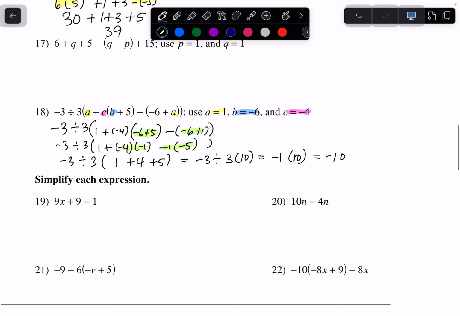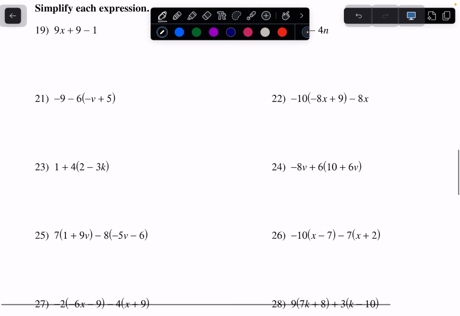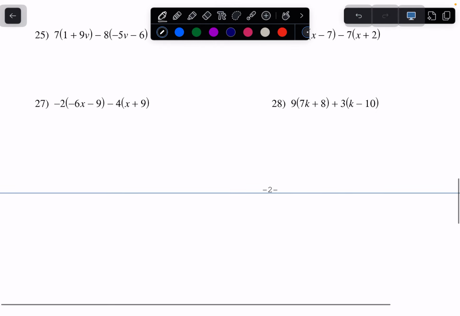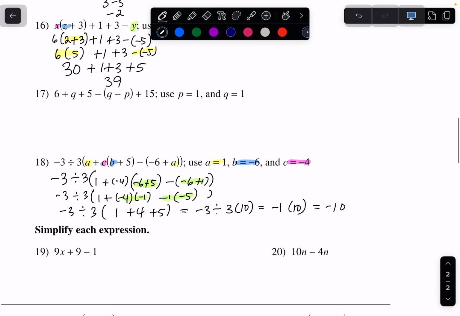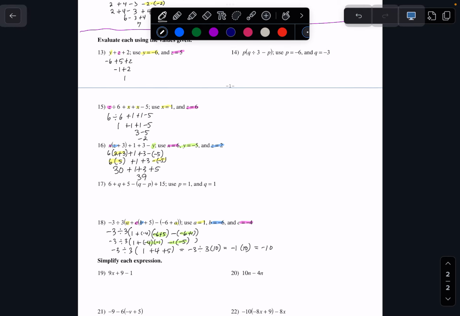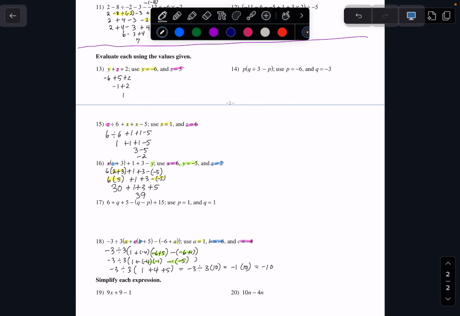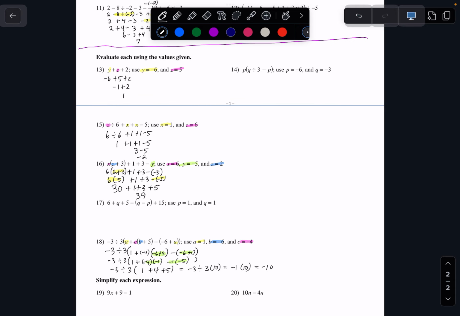Okay, look good? Okay, last thing that we're going to do on part 2 are these simplifying expressions that have x's and y's in them. Do we have any questions about 13 through 18 before we move on?